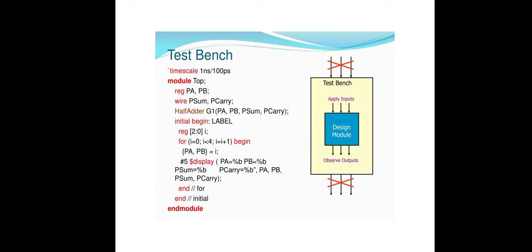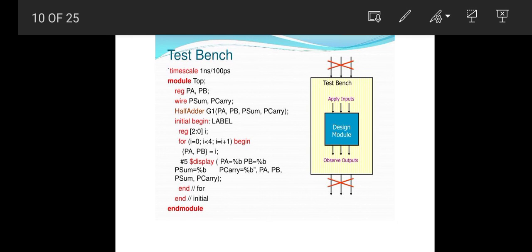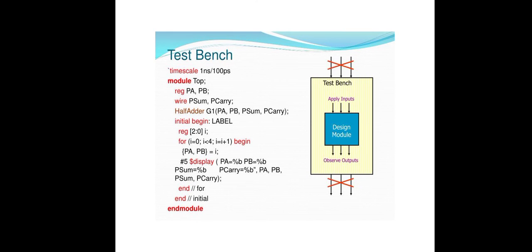That means inputs PA or PB and outputs sum and carry. This is the whole label for the half adder, the input as well as the output part. Then initial begin, register these values to 0, for i is equal to 0, i is less than 4, i plus plus begin. That means there are two inputs, so the conditions are 4.